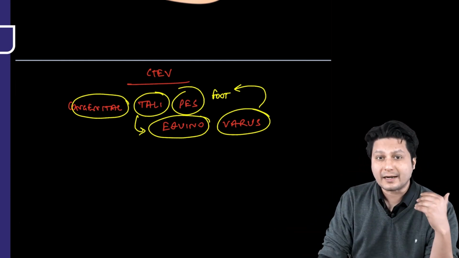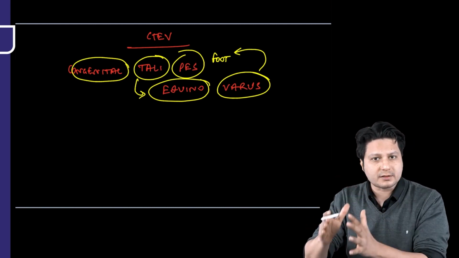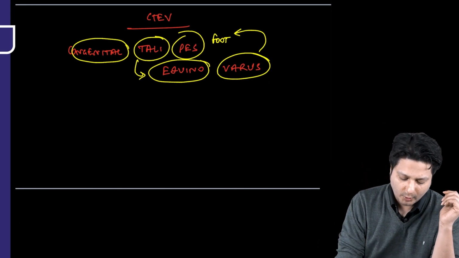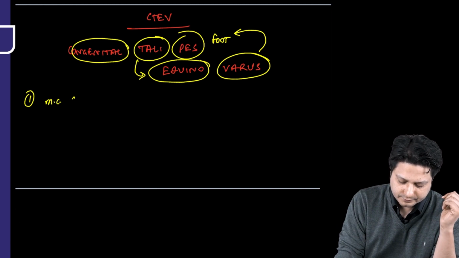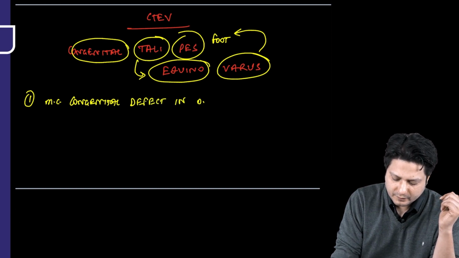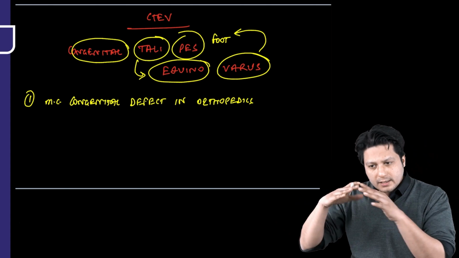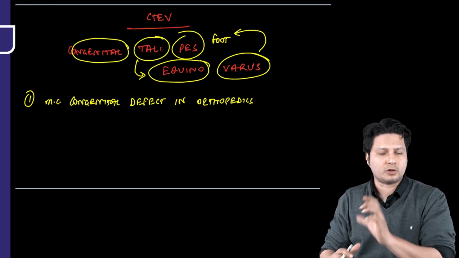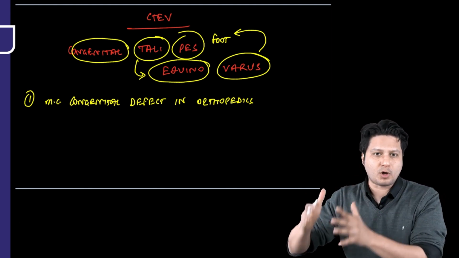So first of all, this deformity is congenitally present, that means since birth this deformity is present. Point number one that is important to understand is that it is the most common congenital defect in orthopedics. It is said that at least 1 in 1,000 live births suffers from some sort of CTEV deformity. So this is considered the most common congenital abnormality in orthopedics.